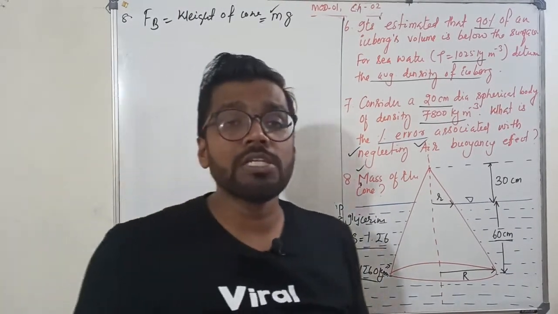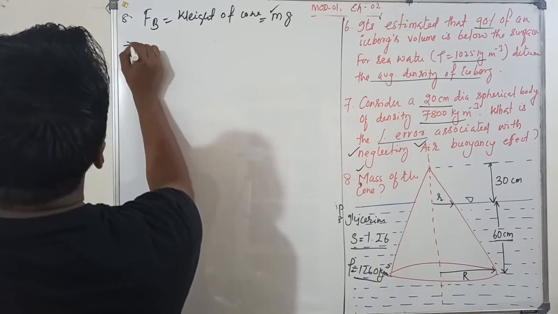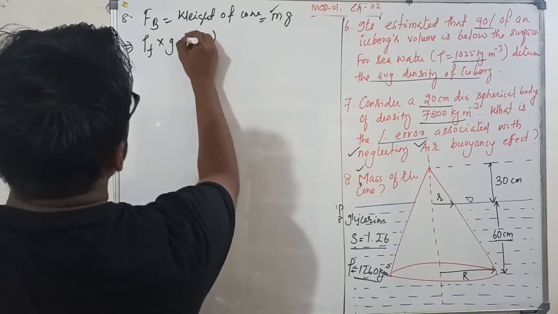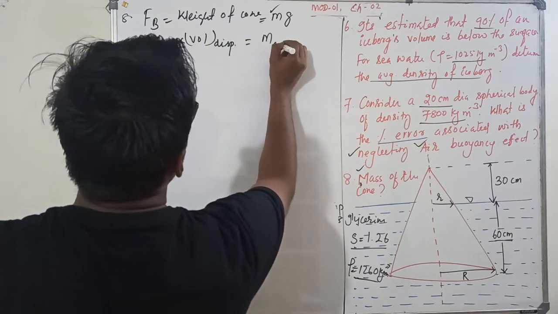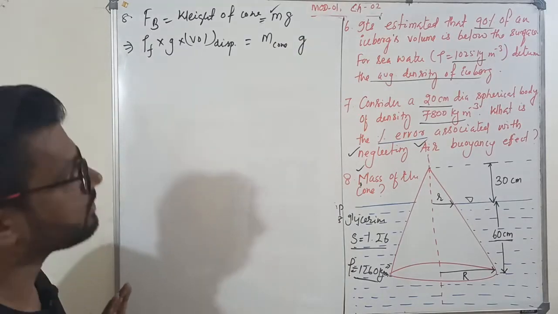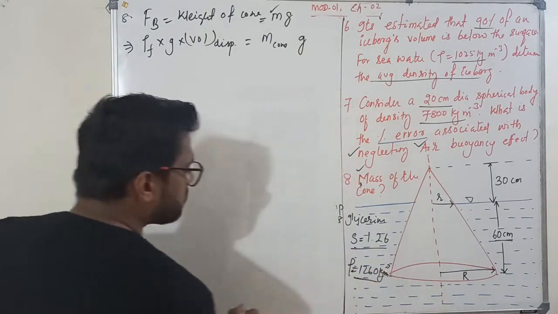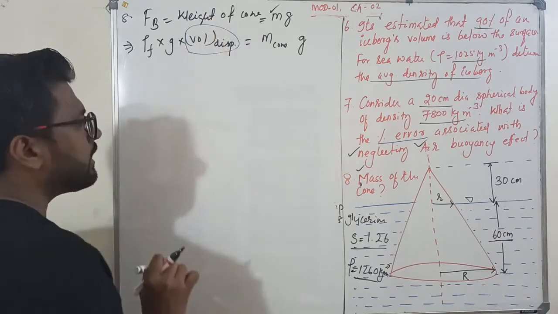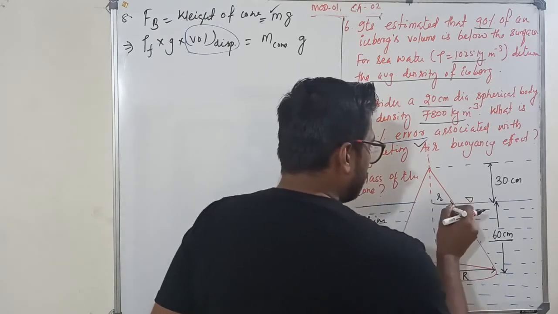The second step is obviously to calculate the force of buoyancy. How to calculate the force of buoyancy, sir? Force of buoyancy is density of fluid multiplied by g multiplied by volume displaced, which is equal to mass of the cone into g. You will cancel g. Density of fluid is already given, 1260 kg per meter cube. But how would I find the volume displaced? Trickier.